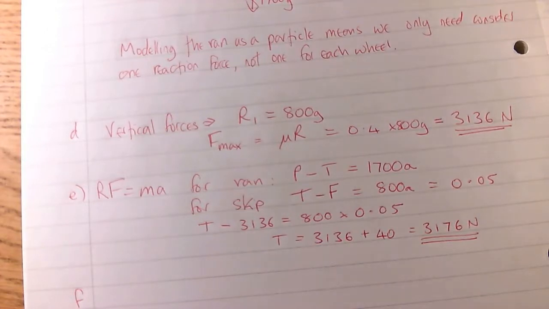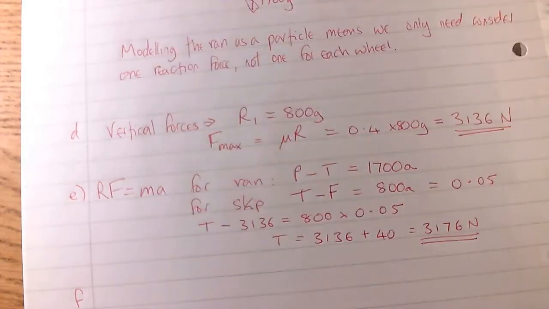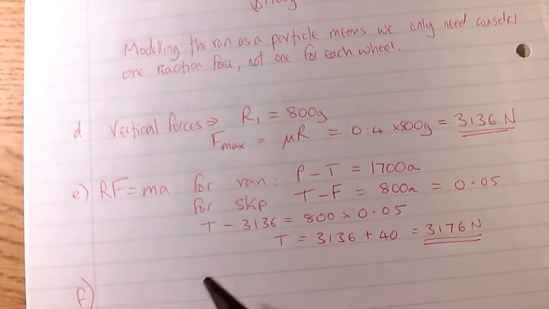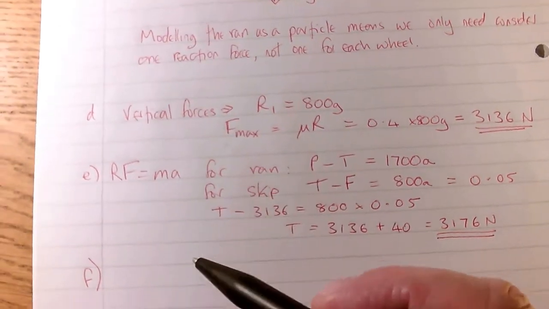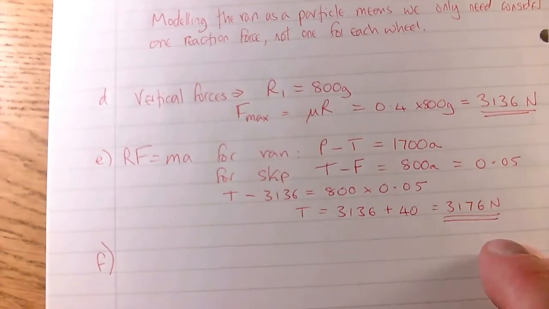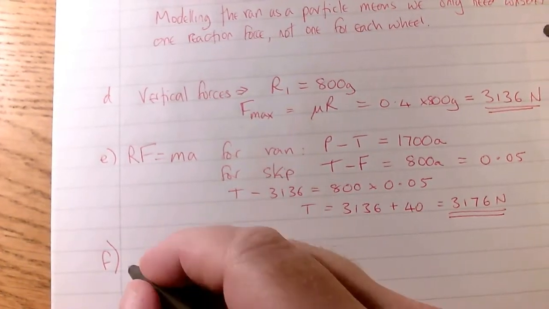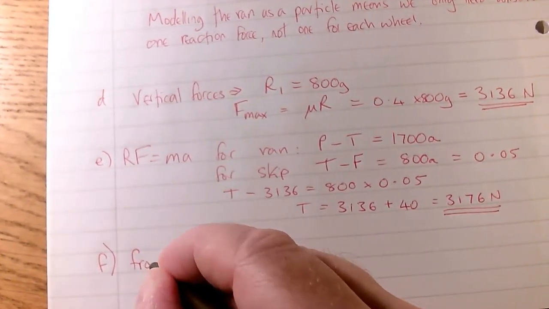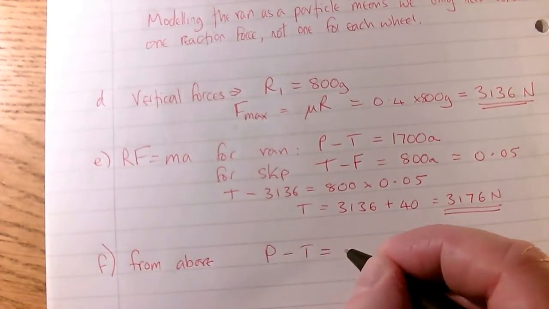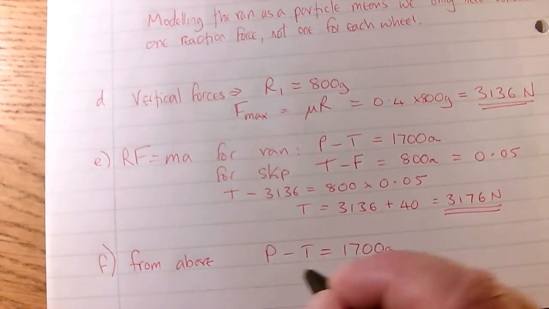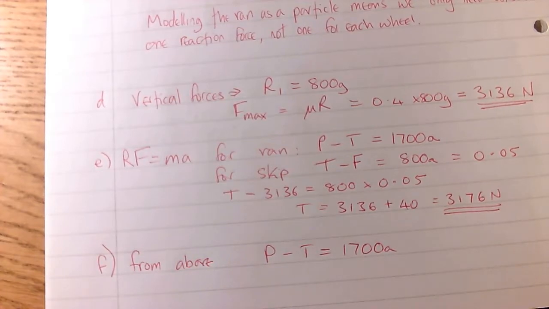And finally part F of the question. What does part F ask for? It says find P. Well, I've already done a lot of the work for this. I've written down RF equals ma for the van, and I'm finding this P. If you find yourself having answered a question, either wholly or partly, it doesn't matter, but when you write down part F, alert the examiner to what you've done. So if you say from above, P minus T equals 1700A. If you'd completely solved this and found P already, you just say from above and you write out the answer again, so the examiner can follow what you're doing.